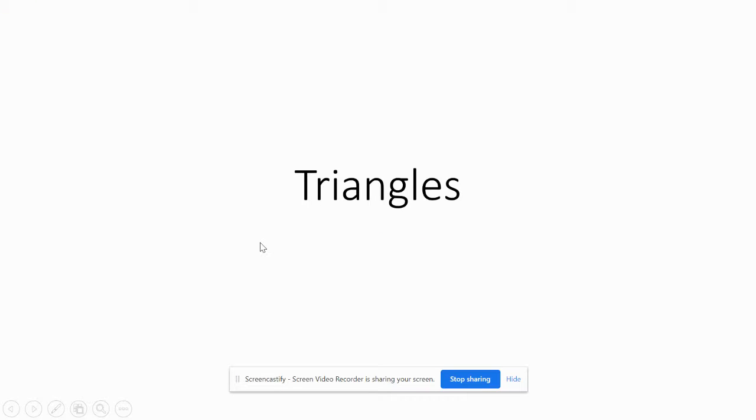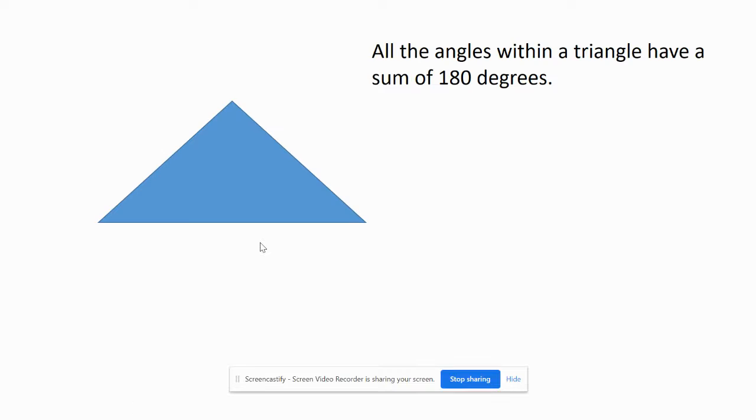All right, so today we are going to learn about triangles. Now, triangles, of course, have three sides and three angles. All the angles within a triangle have a sum of 180 degrees. So, with that being said, if I have angles such as, let's say this is 100 degrees, and this one is 50 degrees, obviously this one has to be 30 degrees because they all have to make 180 degrees. Okay, you probably already know that.